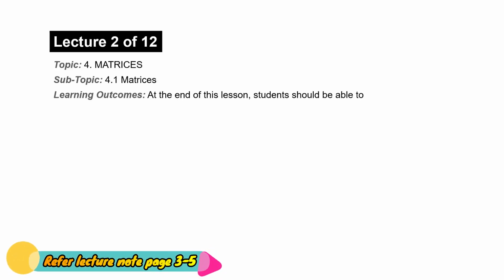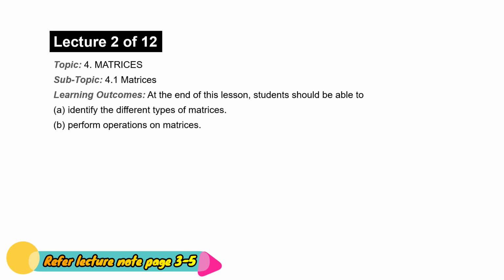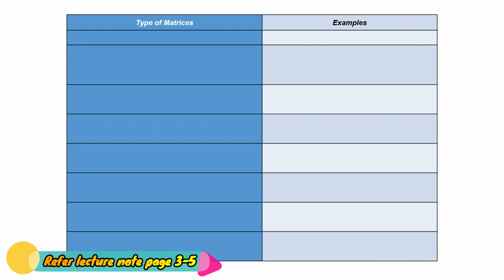Matrices. Learning outcomes. At the end of this lesson, students should be able to identify the different types of matrices. Perform operations on matrices. Okay, first let us look at the types of matrices. First we have the row matrix.